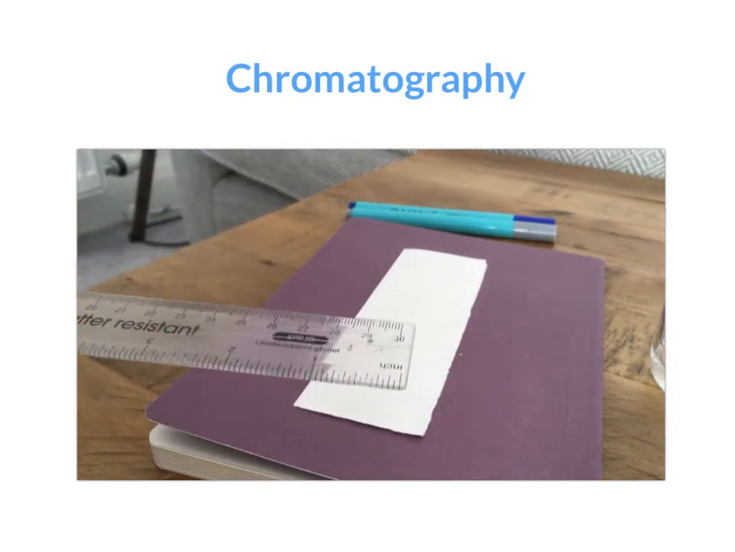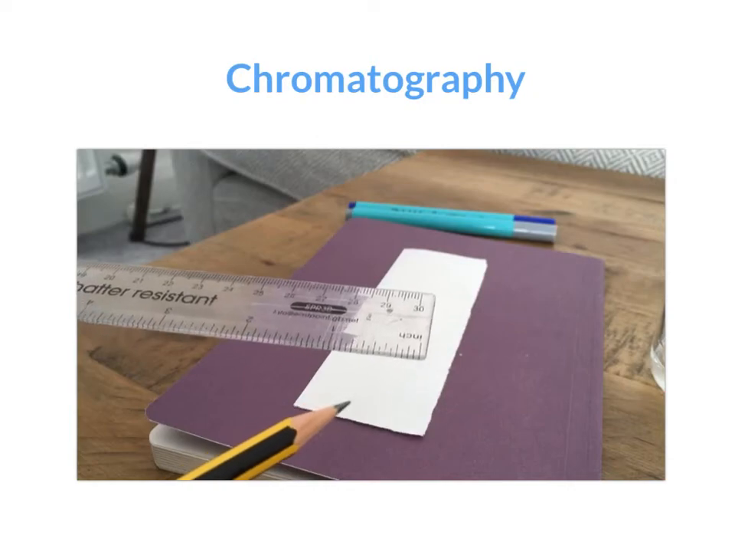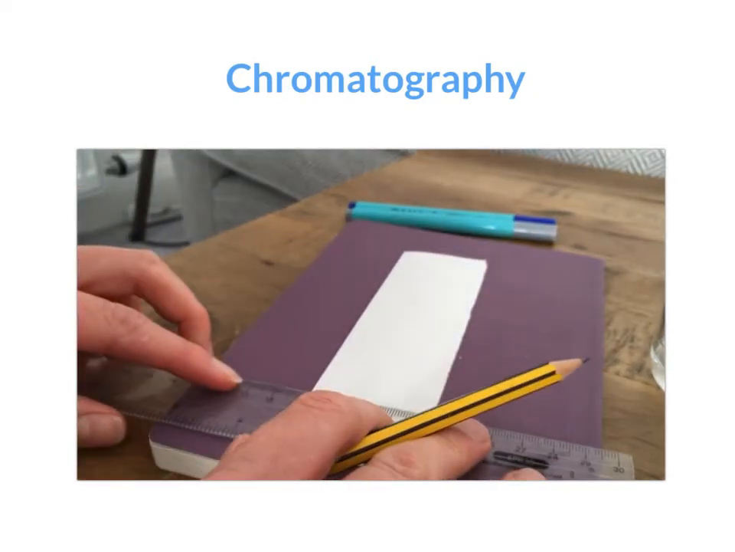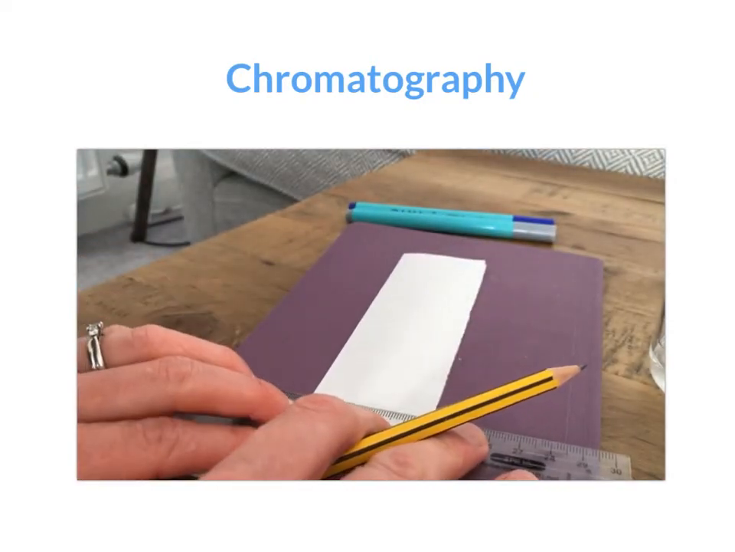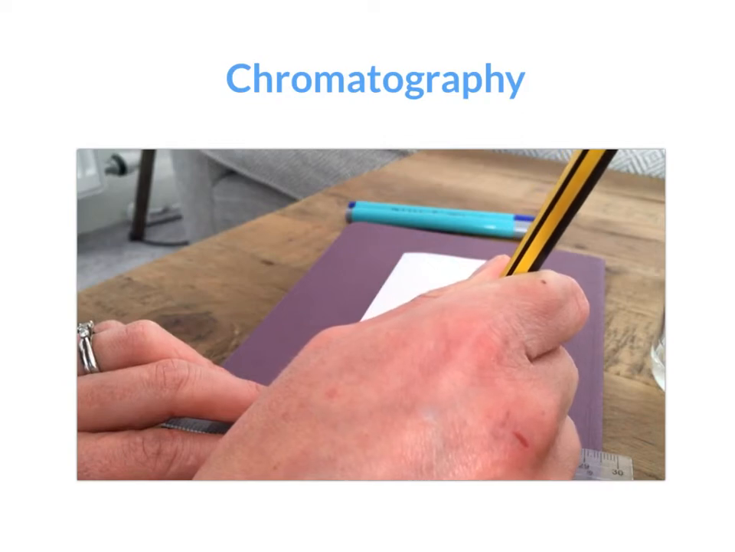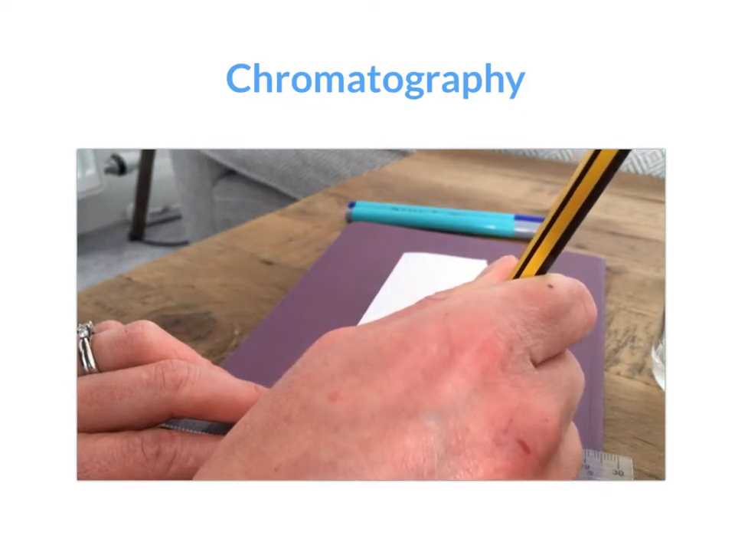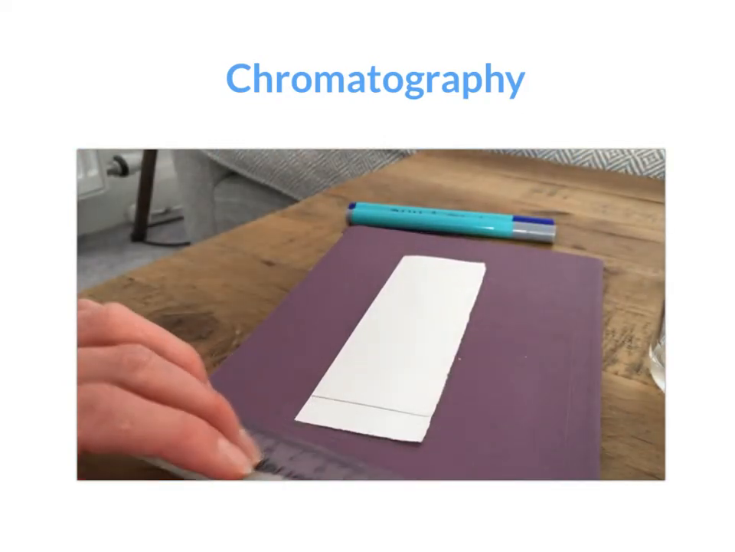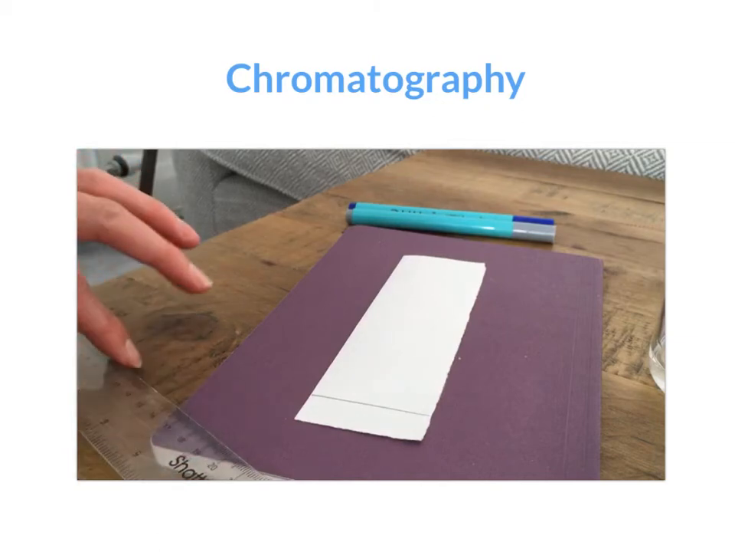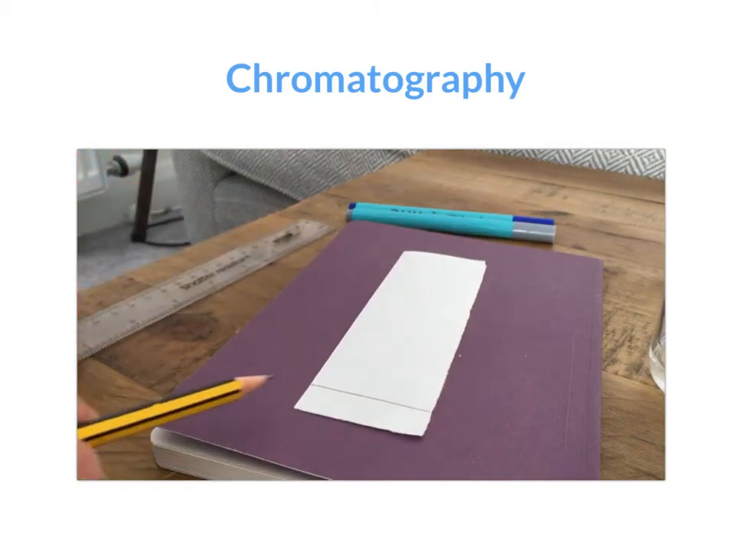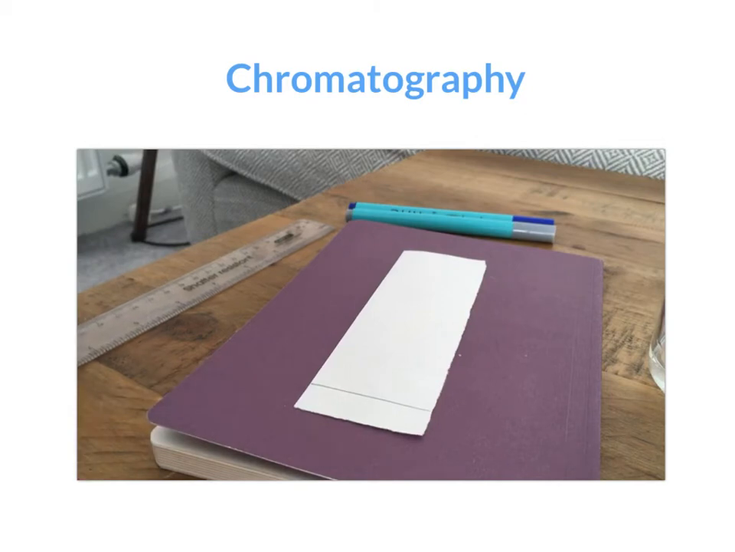Because if you drew it in pen, it is made up of different inks which would then separate out. So I want to draw my baseline about 1 to 2 centimetres from the bottom. I don't want to draw it too high because then it will be a long time before the water reaches my spots, but I also don't want to draw it too low because this line must be above the water level when I go to put it in my beaker.